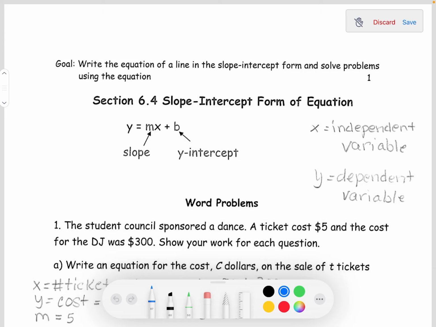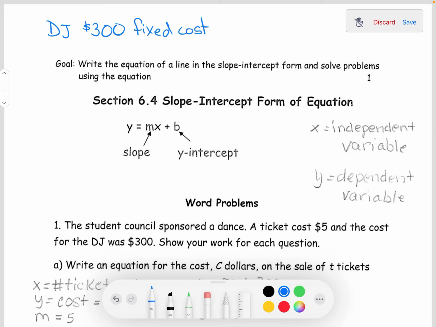If you're planning a dance for the school and you know the DJ is going to cost $300, that's $300 you're going to have to pay regardless of how many students attend the dance. So we will call that a fixed cost for having the dance.